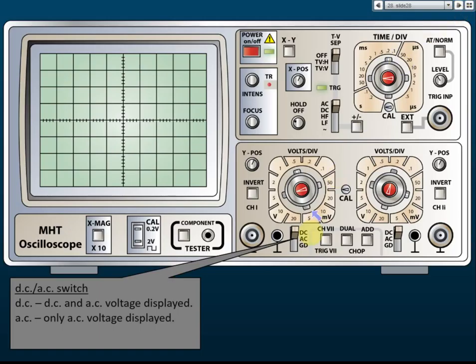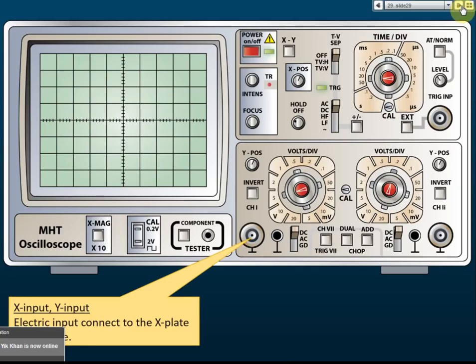Some other things that you need to know: this one, a DC-AC switch. If you switch to DC, then it can measure DC and AC voltage. But if you switch to AC, then it can only measure AC. It cannot measure DC. That's all that you need to know. You don't need to know the others, like what is this add, what is dual. That's not important.